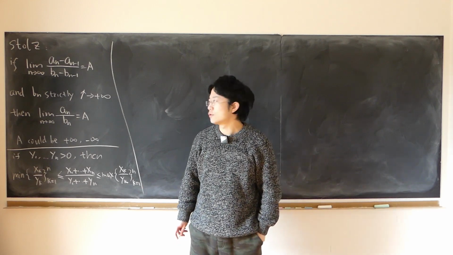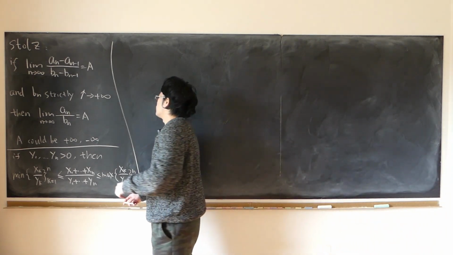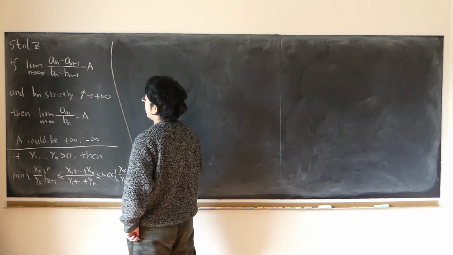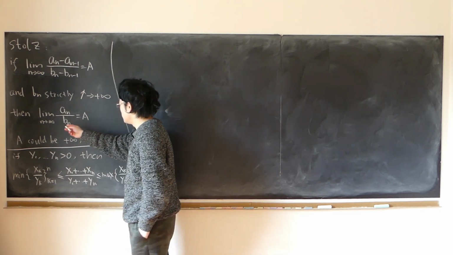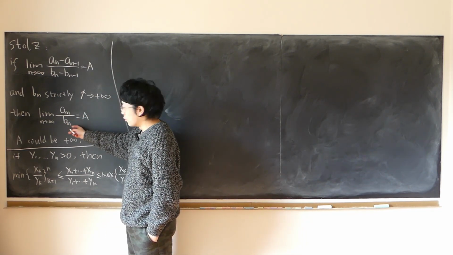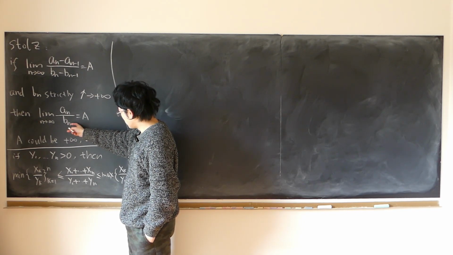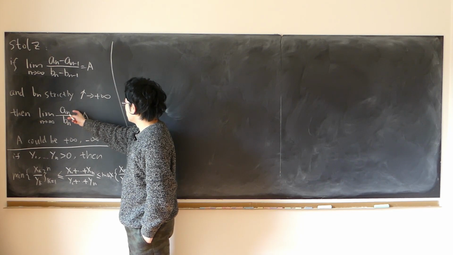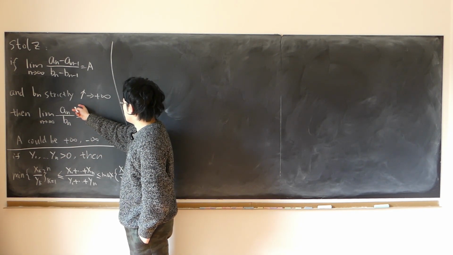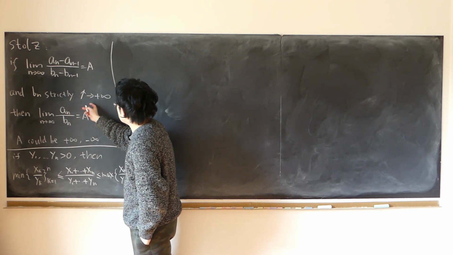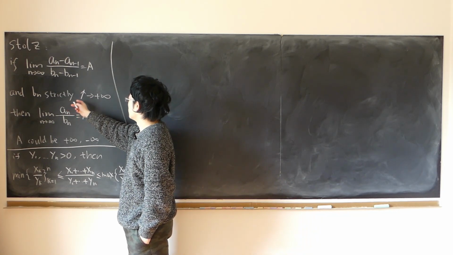Here is a proof of the Stolz theorem. Let's say we have two sequences an and bn. If we want to work out the limit of an over bn, sometimes it can be an undetermined form. It could be positive infinity over positive infinity, or negative infinity over negative infinity. As long as bn as a sequence is tending towards positive infinity and is monotonically strictly increasing.